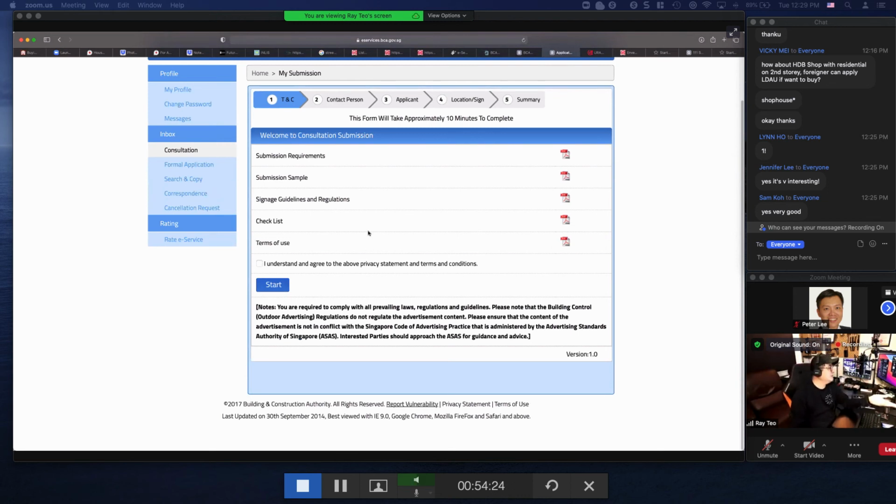If it's an open listing, I urge you to do the license, because they only approve one license per building. If yours is approved and someone else hangs their banner, you can take a picture and complain to BCA and ask them to come and find that fellow who has no license to hang a banner. So this is also one of the tricks.